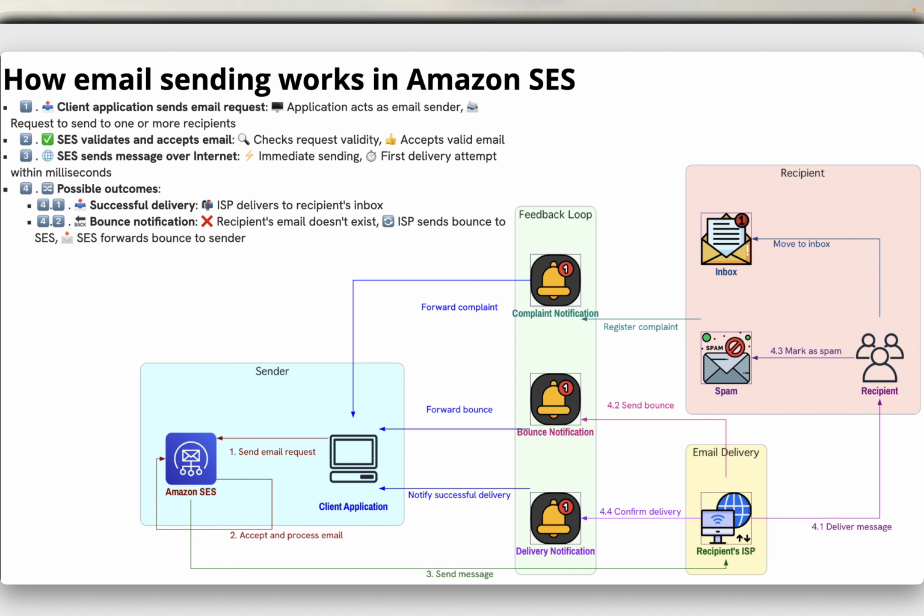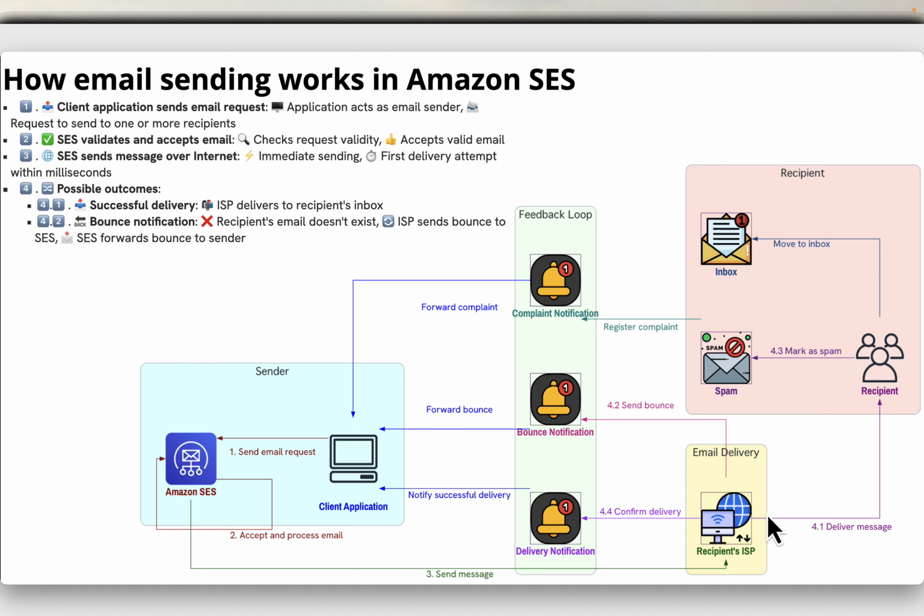The recipient's email address does not exist, so the ISP sends a bounce notification to SES. SES then forwards the notification to the sender. So in this particular flow, if the recipient email address doesn't exist, a bounce notification will be sent and it will come to the client application.